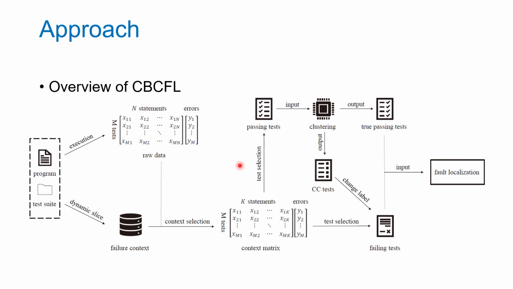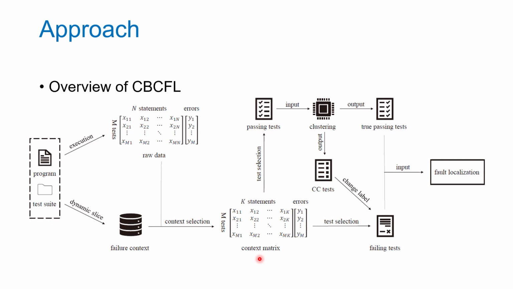From the above analysis, we propose an approach for fault localization named CBCFL. According to the runtime information, by executing all the test cases and using dynamic slice, we can obtain raw data and the final context. Our approach includes two stages, namely constructing a final context and identifying CC tests. The first stage is constructing a final context, which takes the raw data and the final context as input and outputs context metrics after filtering irrelevant statements.